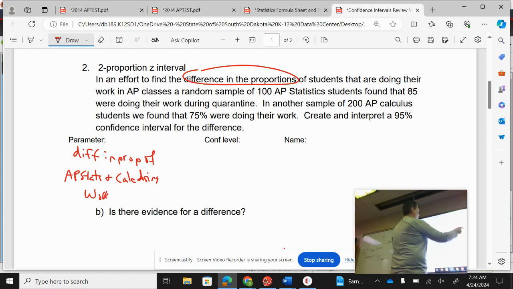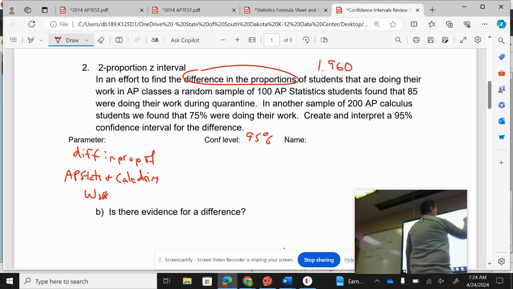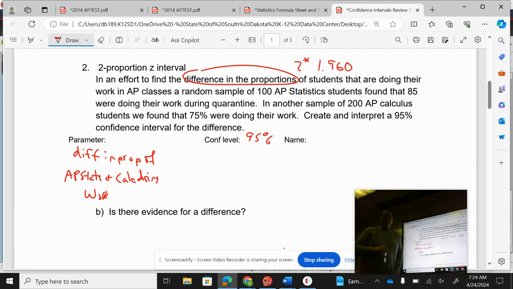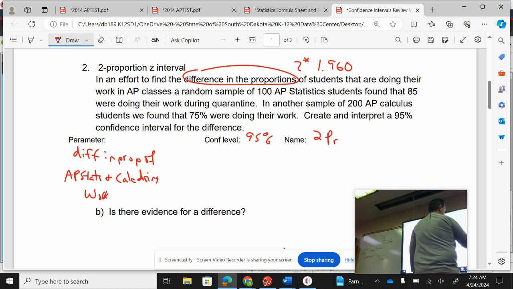Confidence level that we want, 95%. You look that up in terms of, we know we're going to possibly need a z-star. If we look that up, 1.960. The name of this is the 2-prop z-interval. I'm going to only write it once, because if I've got it written here once, we got the idea.